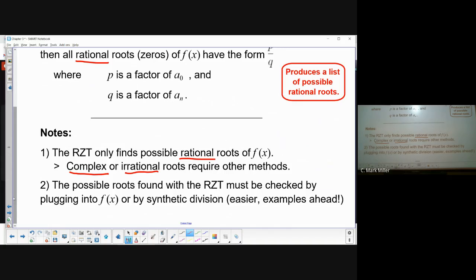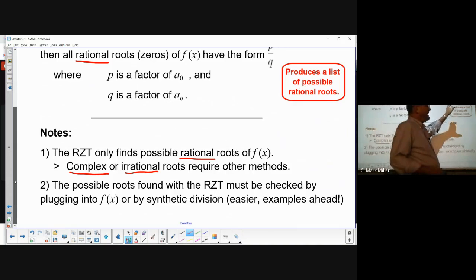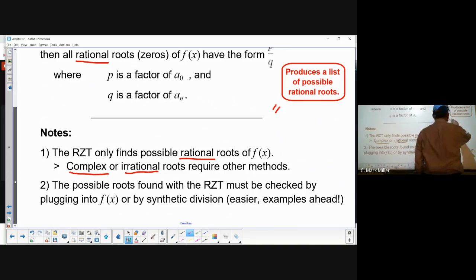The second thing is the possible roots found with the rational zero theorem must be checked. Just because the rational zeros theorem turns it up as a root doesn't mean it's going to work. What the rational zero theorem produces are candidates. Call these candidates.